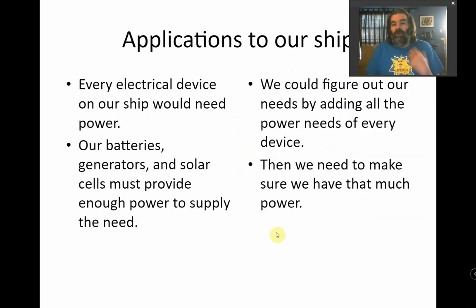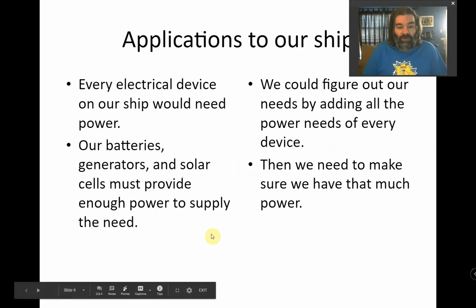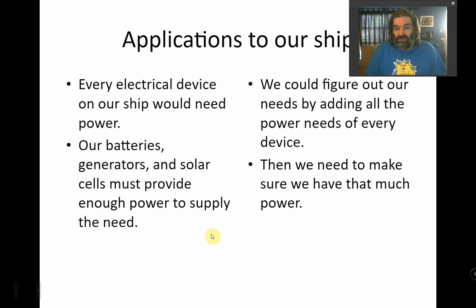So what's the application to our ship? Why are we doing this in this unit? Well, every device on our ship is going to need power. It's going to need energy to run. Our batteries, generators, and solar cells must provide enough energy to power that supply constantly. And how we're going to power it is different than how we power things on Earth. We can't just bring oil with us. We can't bring coal. Wind power won't work too well in space. Solar will work until we get far away from the sun.